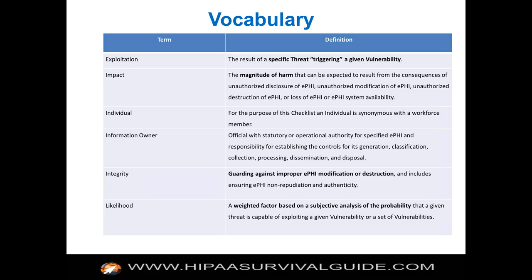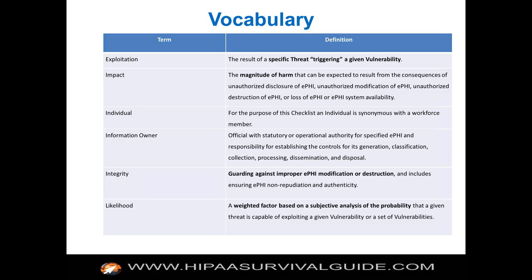What's an exploitation? Exploitation is a specific threat triggering a given vulnerability. And as we're going to talk about later, when you're thinking about a risk assessment, you're thinking about threat-vulnerability pairs. Okay? Keep that in mind. Threat-vulnerability pairs. One threat, one vulnerability, and from that you derive a risk. Impact.